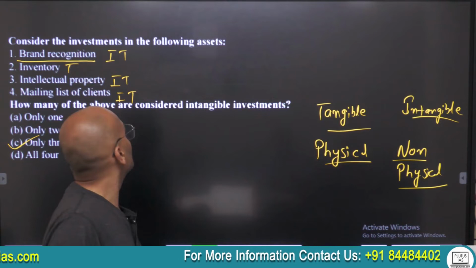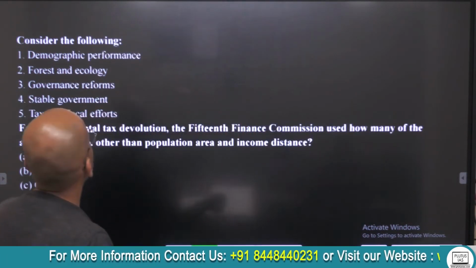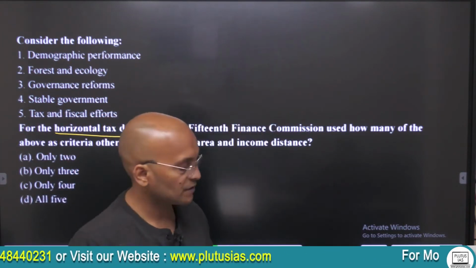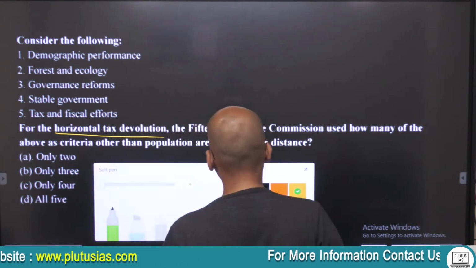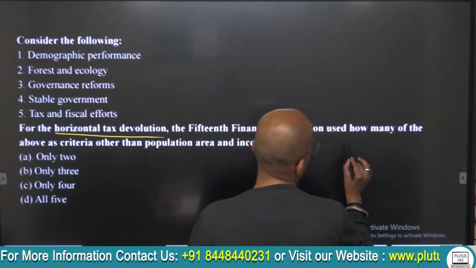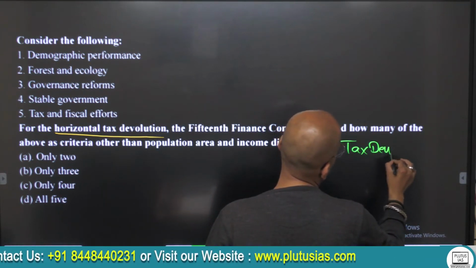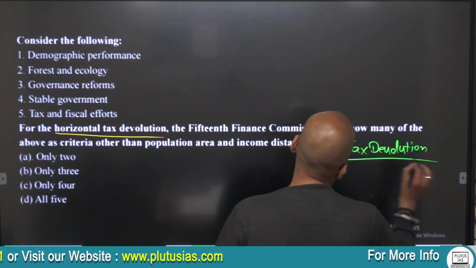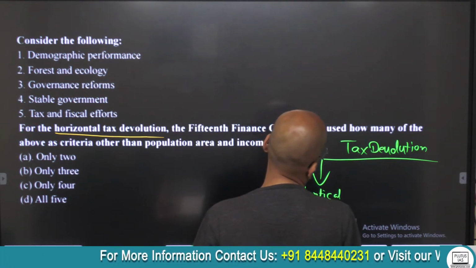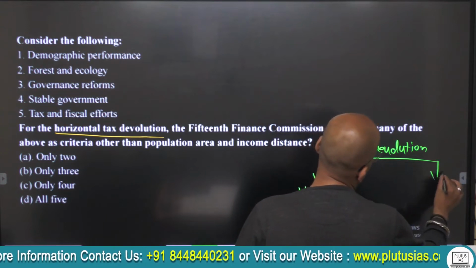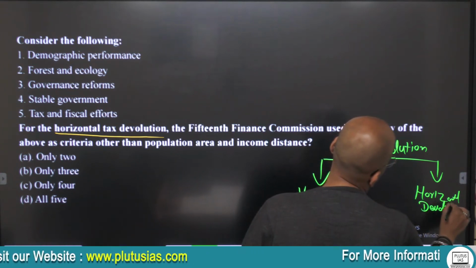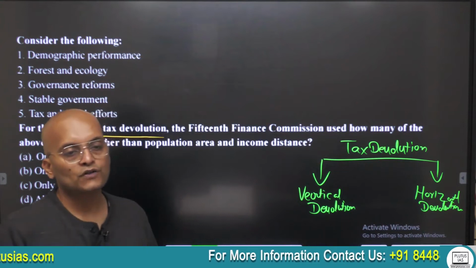Okay. So now, next question is, for the horizontal tax devolution, we have to understand what tax devolution is first. There are 2 types of tax devolution. And what is the meaning of this tax devolution? We will understand everything. First of all, there are 2 types: one is vertical devolution, another is horizontal. So vertical tax devolution and horizontal tax devolution.